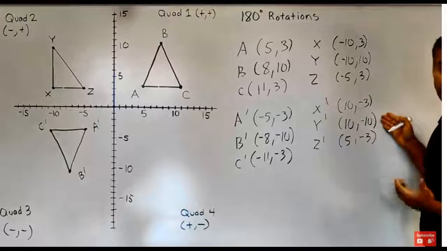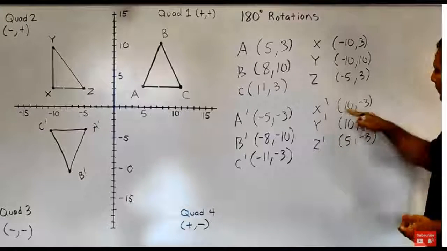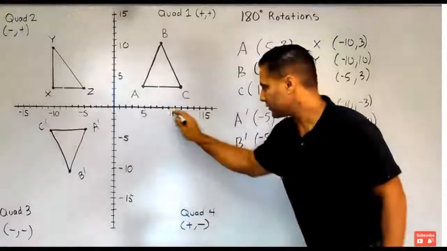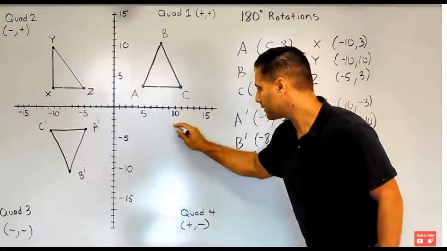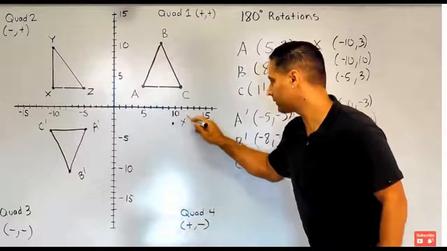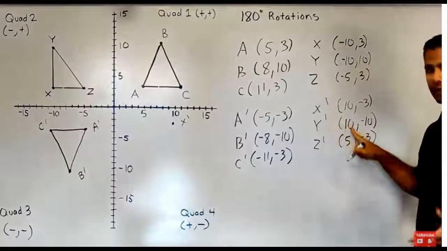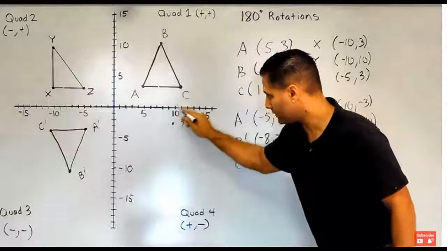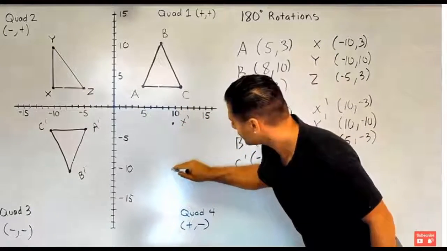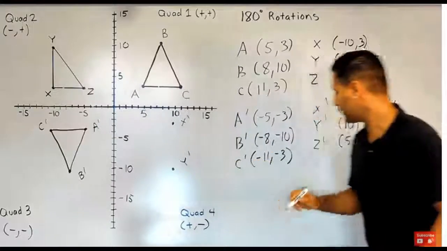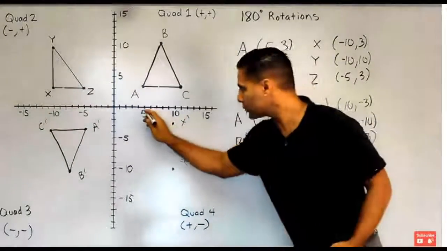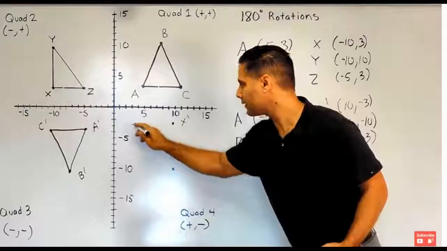Now that we have our new locations, let's plot them. So for point X, we're going to go to +10, -3, which is right here. That's the new X. Point Y is going to be to the right 10 and down 10. That's the new Y. And for Z, we're going to go to the right 5 and down 3, which would be right here.